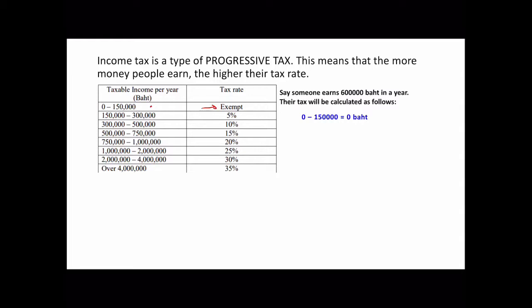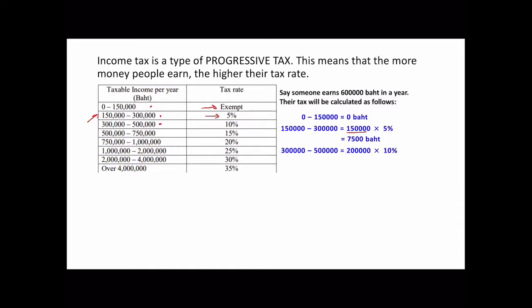Next, we go to the next one. In this one here, that's how much they'll pay. In the 150,000 to 300,000 tax bracket, the amount of money in here is 300,000 minus 150,000, which is 150,000, and on all that money you will pay 5%. So for that piece of your income, you'd have to pay 7,500 baht to the government. We still have some more left over, so we go to the next one.